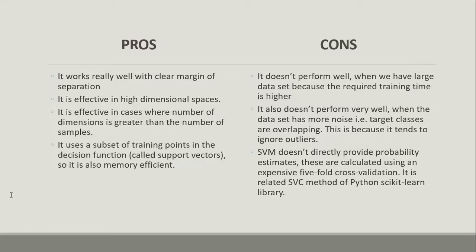It is also effective in cases where the number of dimensions is greater than the number of samples. This is because it makes the learning more efficient. Another advantage is that it uses a subset of training points in the decision function, so it is also memory efficient. The decision function uses the support vectors from the training set that we had, and we don't need separate training data for the algorithm to learn from, so that makes it memory efficient.